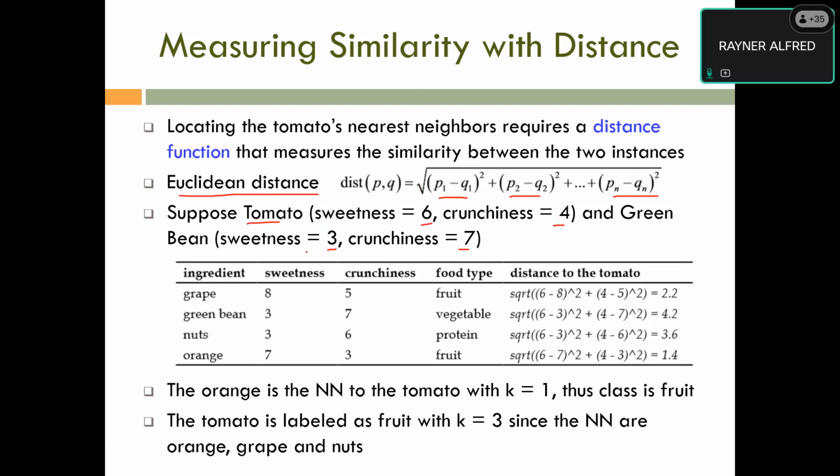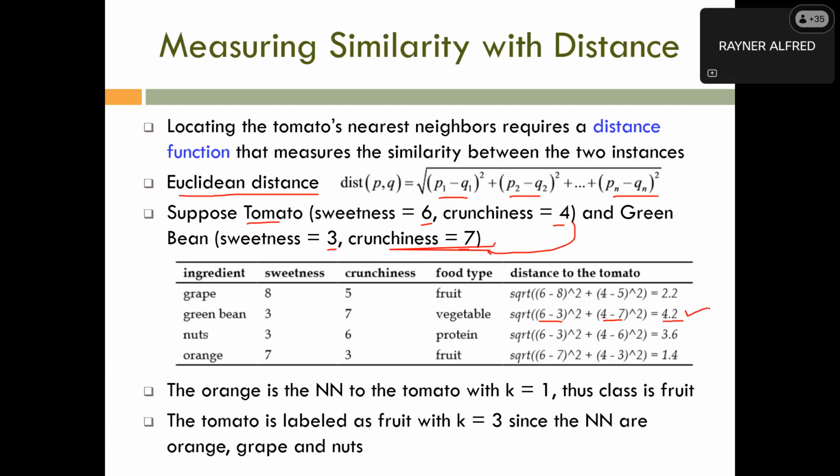Okay, so the difference between the tomato and the green bean is that we are looking at this one. So 6 minus 3, 4 minus 7. We take the square, add up all of this together and take the square root, and we get 4.2. So this number shows you the difference between the green bean and the tomato.